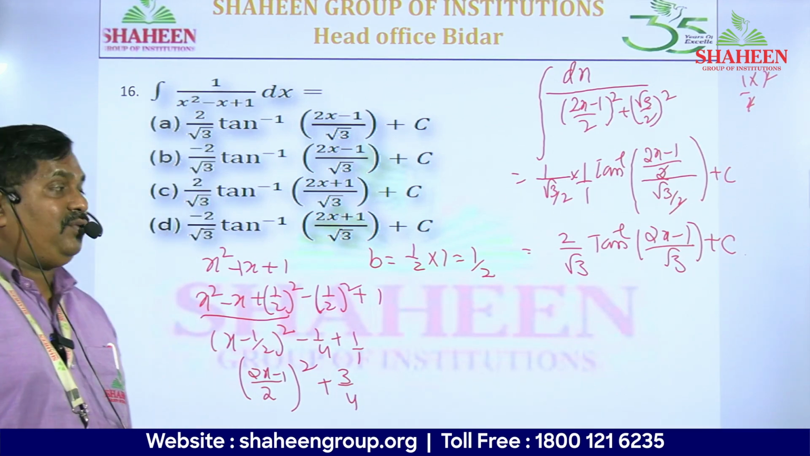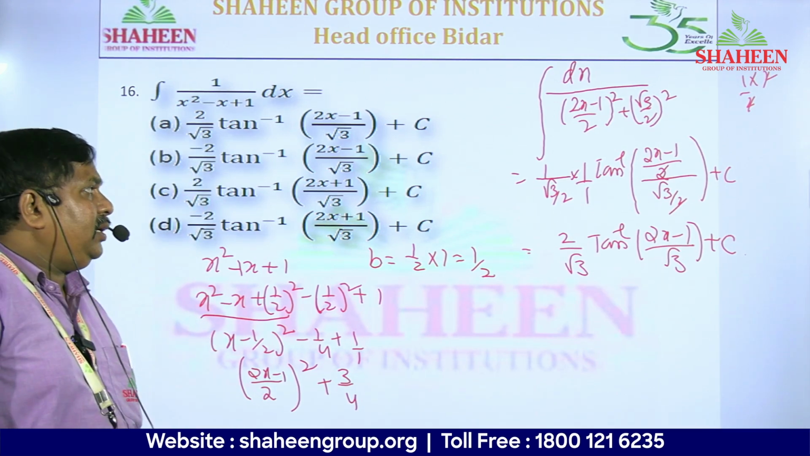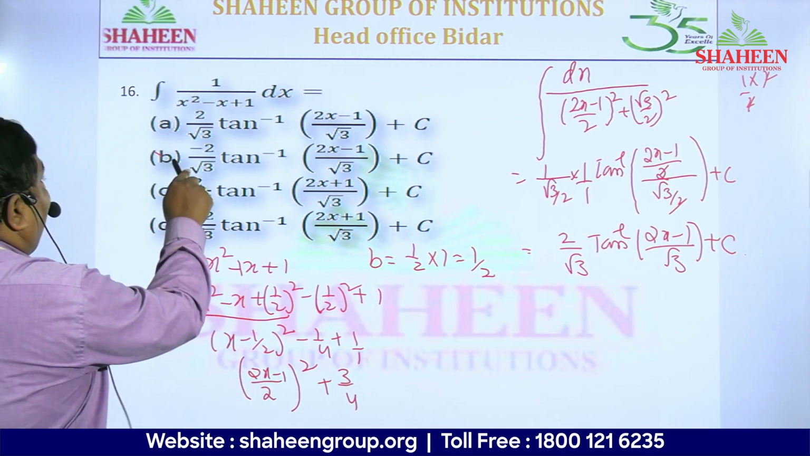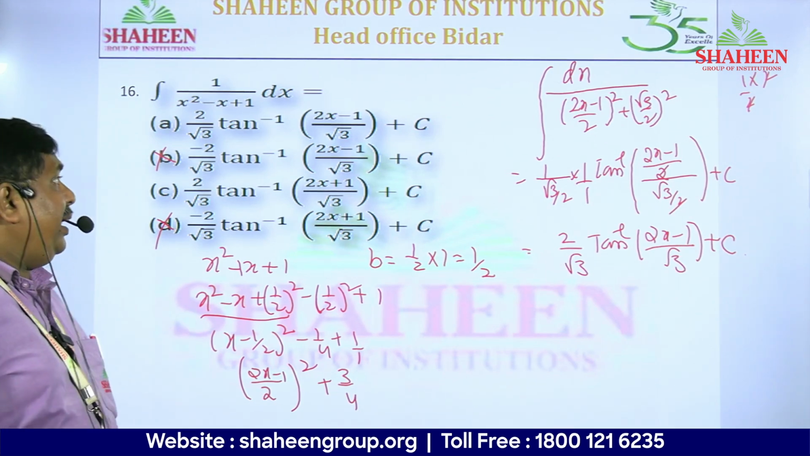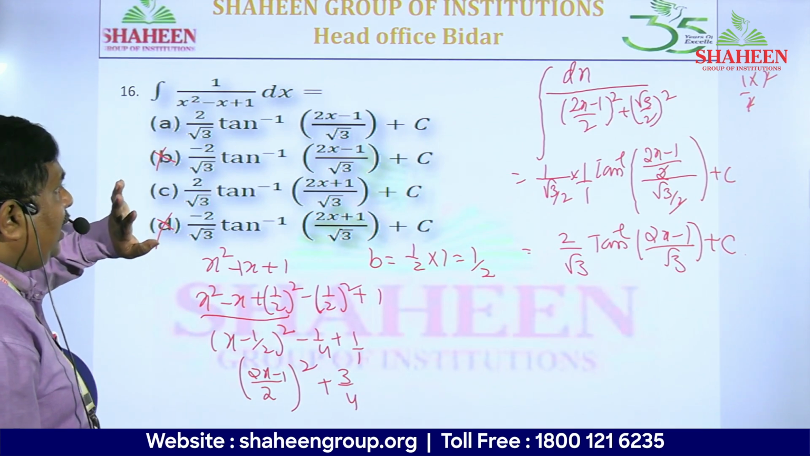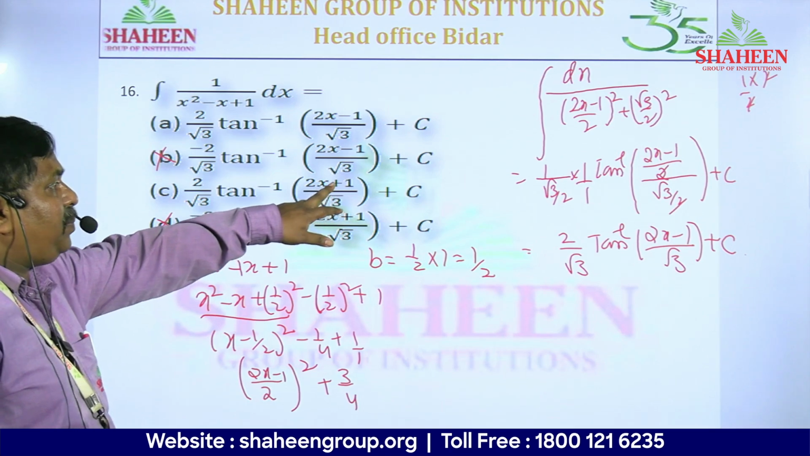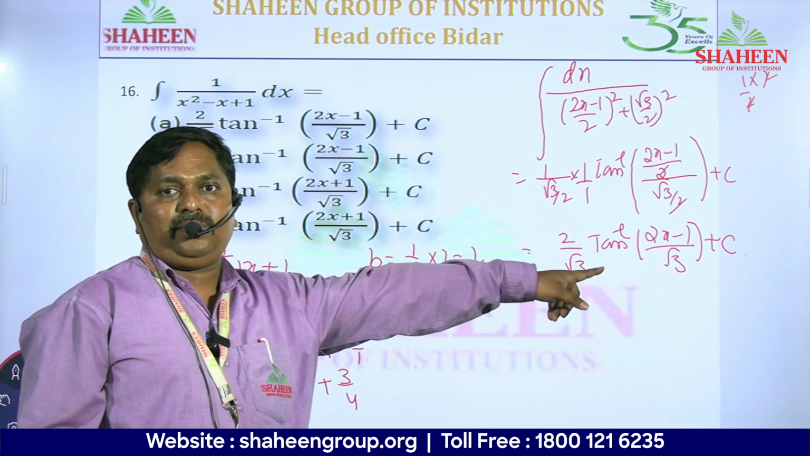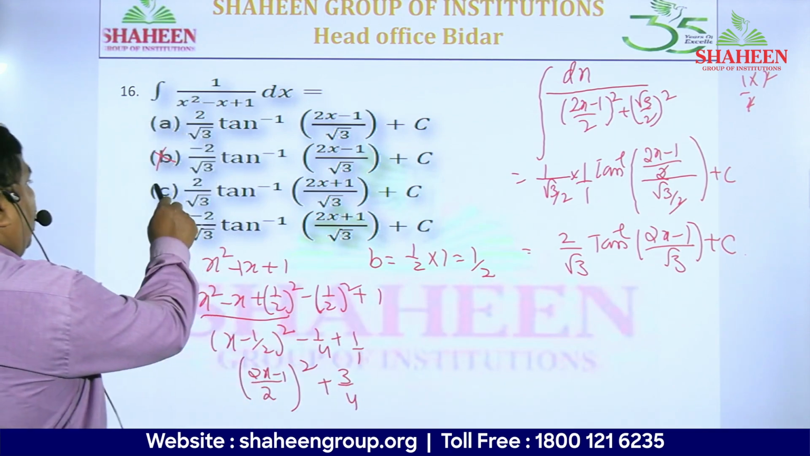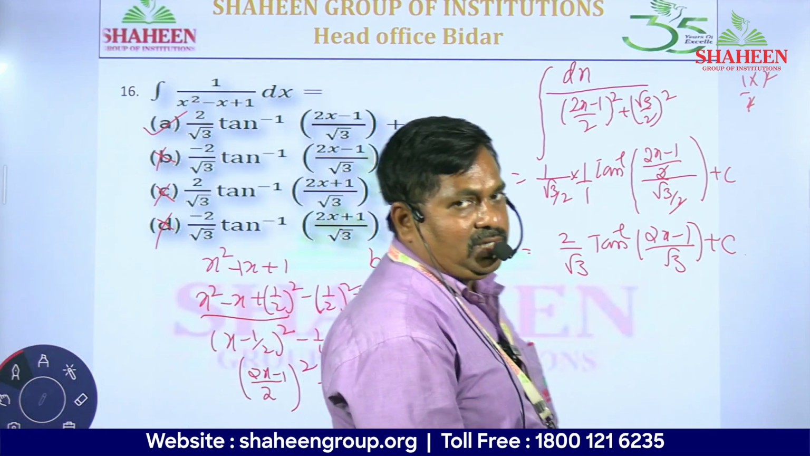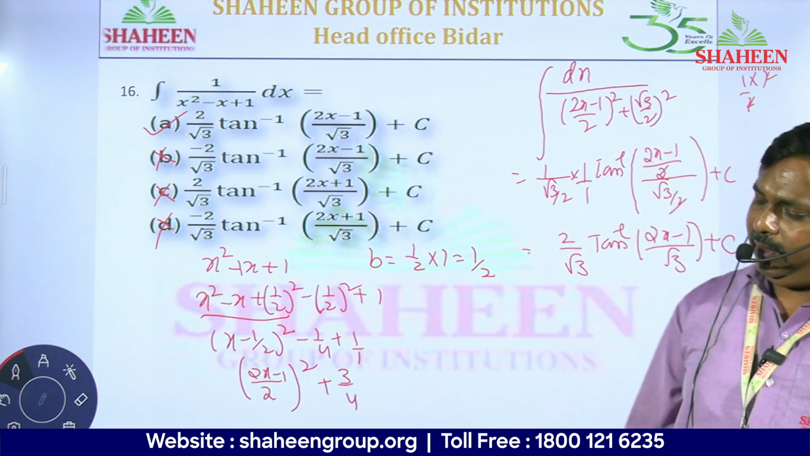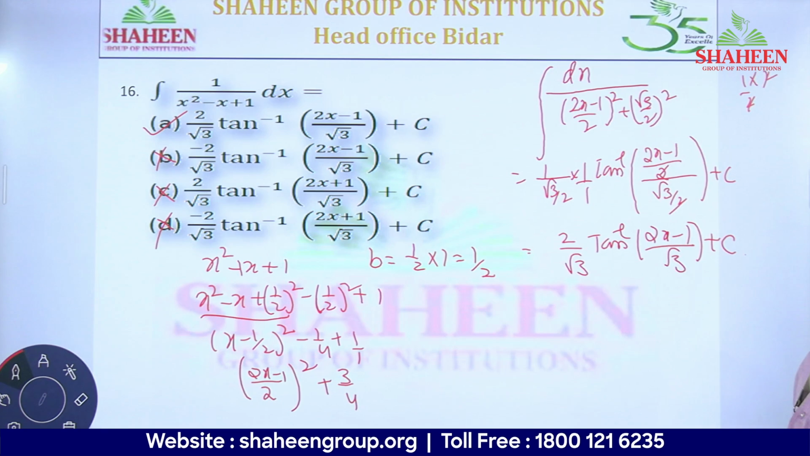We are checking for this option, 2 by root 3. The second and fourth options are wrong because these two answers are minus 2 by root 3. Either the first or the third is the correct answer. In the third option we have 2x plus 1, but in our answer we have 2x minus 1. Then the third option is wrong. The first option is right. That is 2 by root 3 tan inverse (2x minus 1) divided by root 3. Okay, so this is the way that we have integrated this function, and this is the answer.